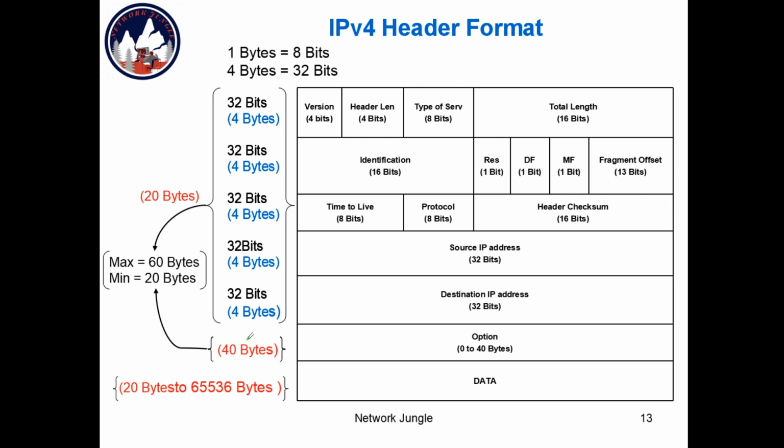Here the additional information is 40 bytes. So 20 plus 40 is equal to 60. So the minimum value of the header is 20 bytes and the maximum value is 60 bytes. Here the data can cover 20 bytes to 65,536 bytes.